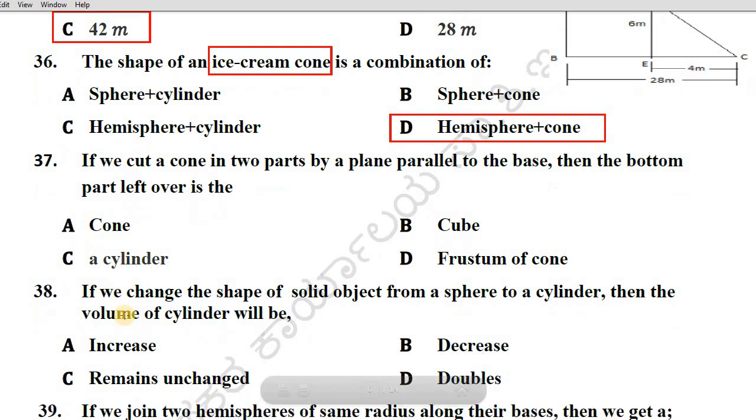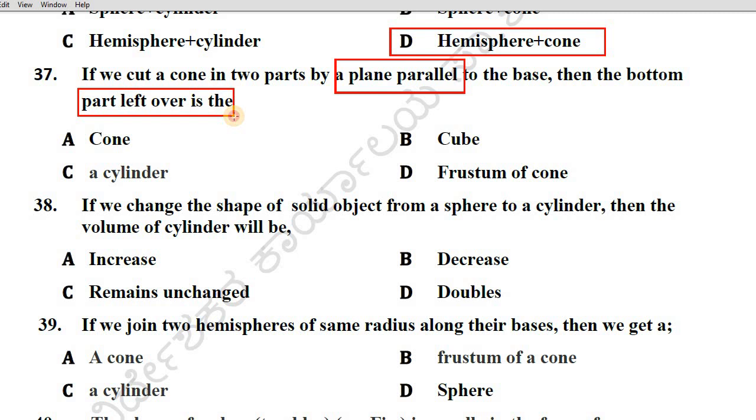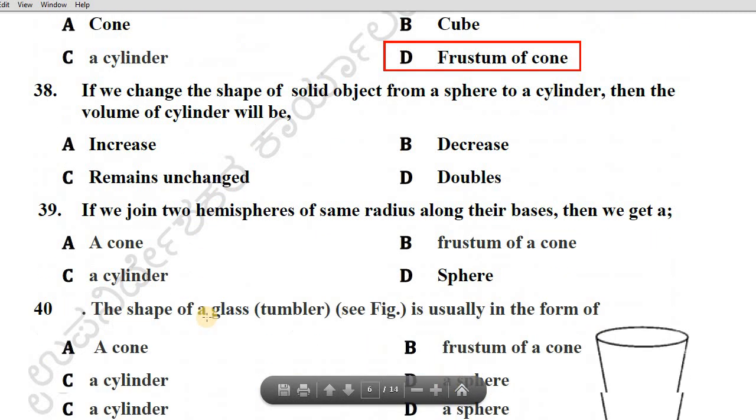Question number 37. If we cut a cone in two parts by a plane parallel to the base, then the bottom part left over is what? So this is the frustum of a cone, children. Option D is correct. The upper part is a cone. The bottom part we call the frustum of the cone.